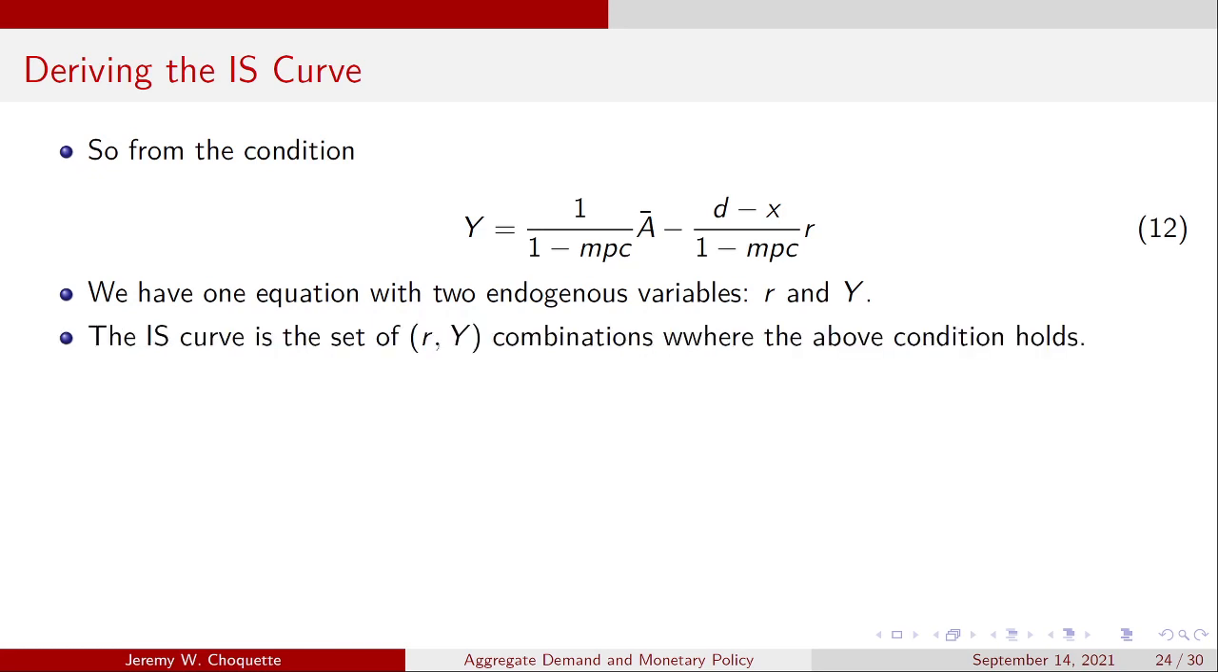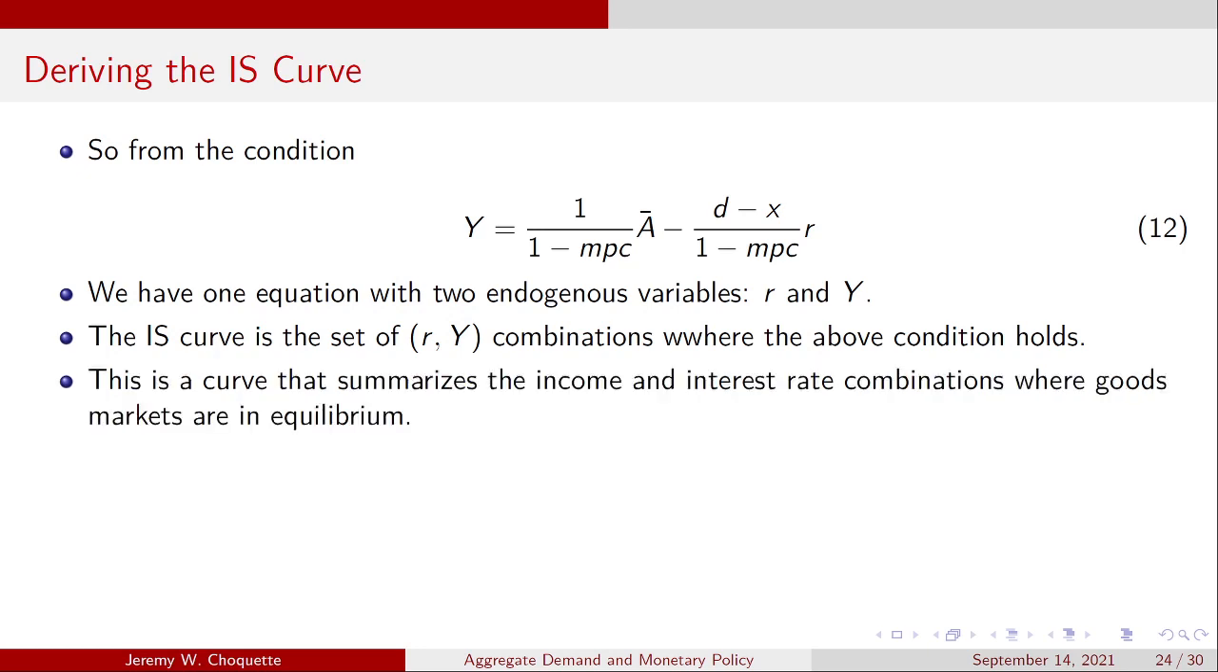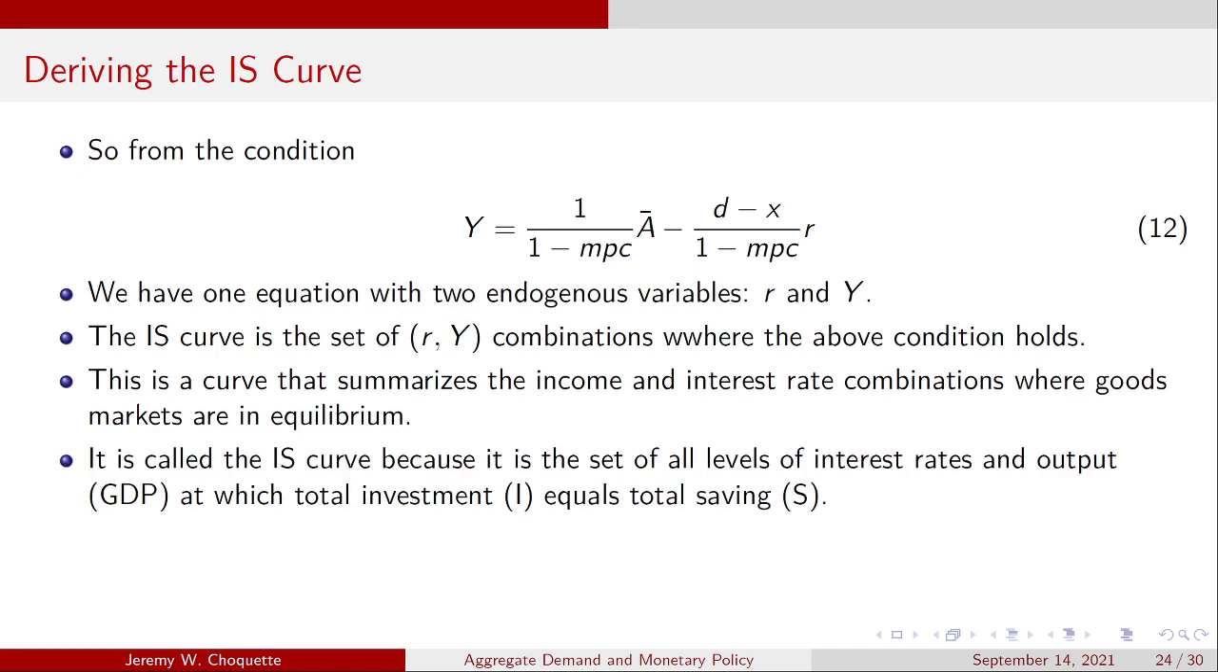Now, this IS curve is the set of real interest rate and output combinations where equation 12 holds, where the equality presented in equation 12 exists, where y is equal to all that stuff. This is essentially a curve that summarizes the income and real interest rate combinations where goods markets are in equilibrium. And it's called the IS curve because it's the set of all of these interest rates and output, GDP, at which total investment equals total savings.